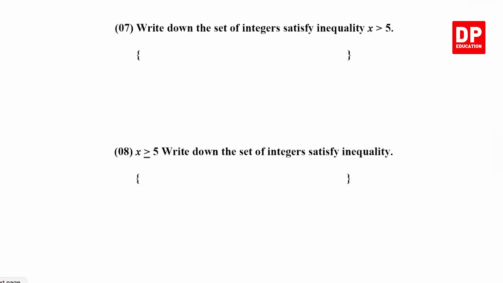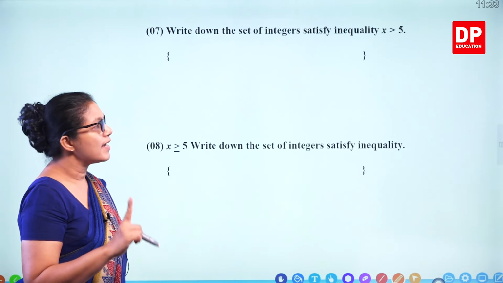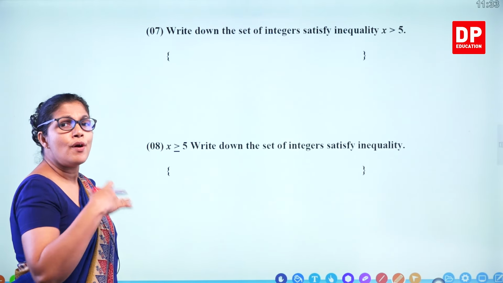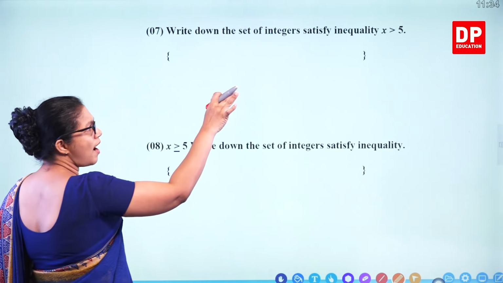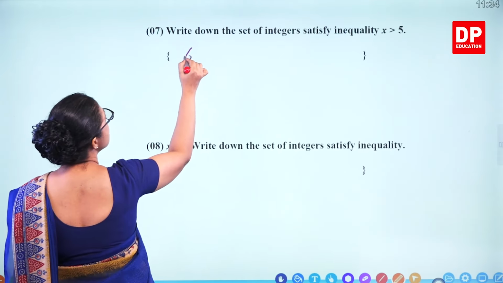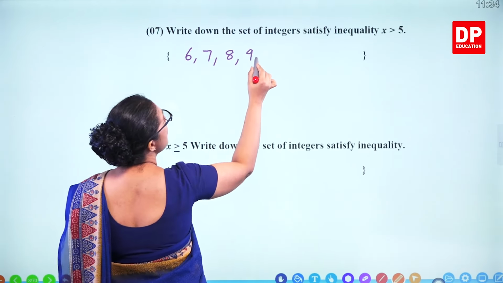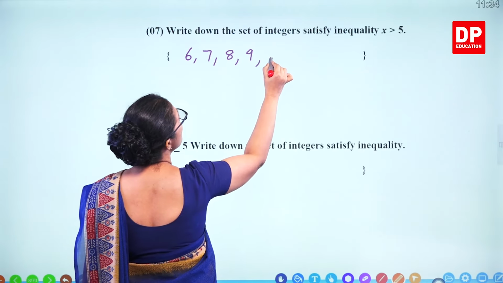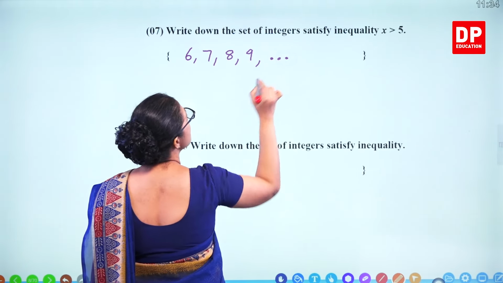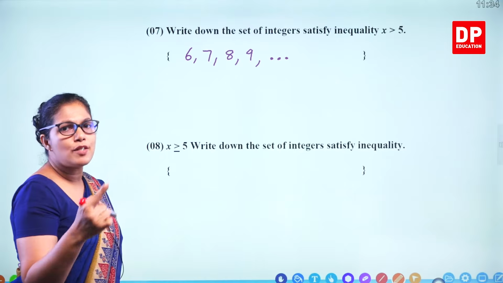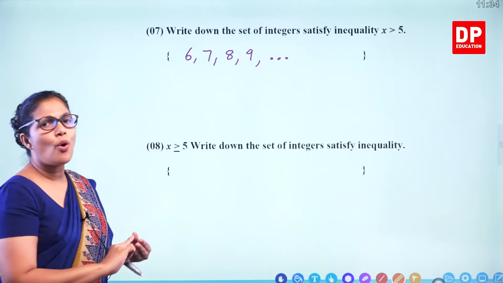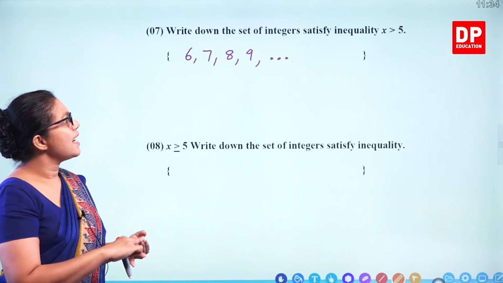Write down the set of integers that satisfy the inequality X greater than 5. X greater means any value more than 5, so you can't take 5 there. 6, 7, 8, 9, like that. You don't need to write everything, so you can put 3 dots. That means it's continuing. Integers means whole numbers. 6, 7, 8, 9, like that.